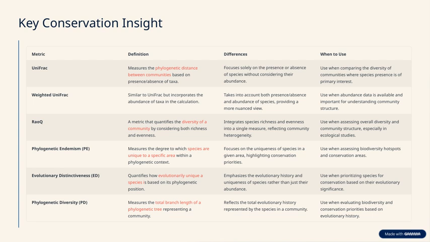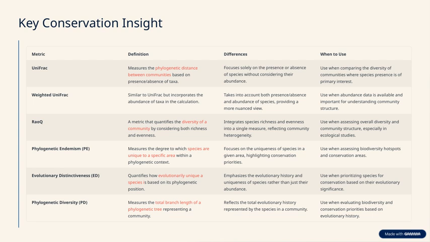Then we have RAW-Q, a bit different. This metric combines species richness and evenness into a single measure. It helps us understand the overall diversity and heterogeneity within a community, which is especially useful in ecological studies, where both the number of species and their distribution matter. Moving on to phylogenetic endemism, or PE. This metric highlights how unique the species in an area are within a phylogenetic context. It's particularly valuable when identifying biodiversity hotspots or conservation priorities that focus on species with limited distributions.